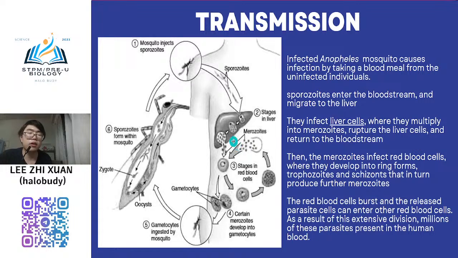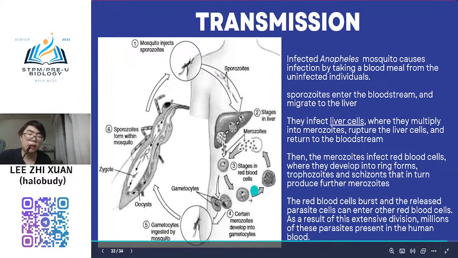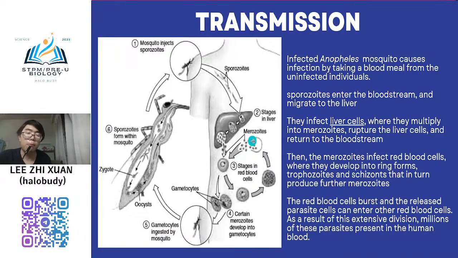So your liver cell is already destroyed, already dead, and the merozoites will go to your red blood cell, into your bloodstream, and the merozoites also will infect your blood cells. They develop into the ring form, trophozoite, and schizont, which in turn produce further merozoites. So they will infect your red blood cells to produce more and more merozoites.